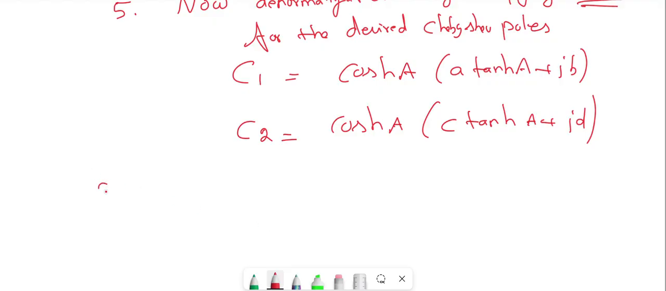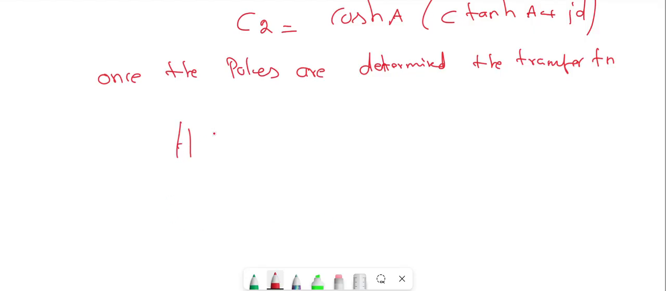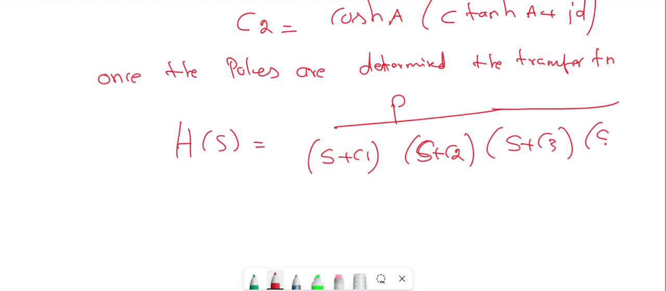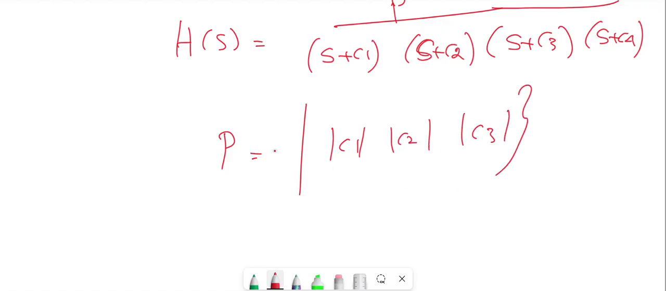Once the poles are determined, the transfer function can be written as H of s equal to P by (s plus c1)(s plus c2)(s plus c3)(s plus c4), where P is the product of c1, c2, c3, and so on.